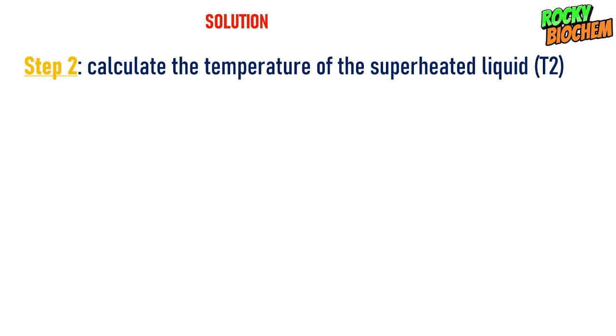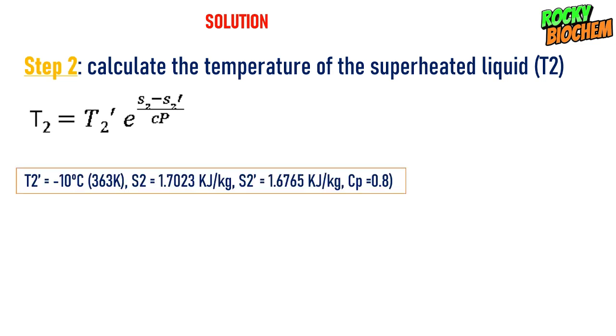So we know from the formula T2 is equal to T2 prime e exponent (S2 minus S2 prime) over Cp. We can use it to look for our T2, and we have already gotten our T2 prime from what the question gave us. T2 prime was given to be minus 10 degrees Celsius. When you convert this to Kelvin, just add 273 to the minus 10, and you get 363 Kelvin.